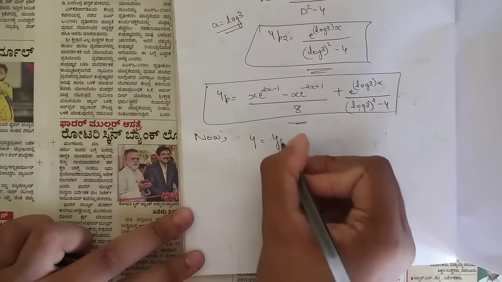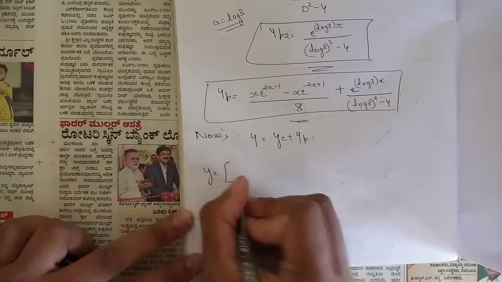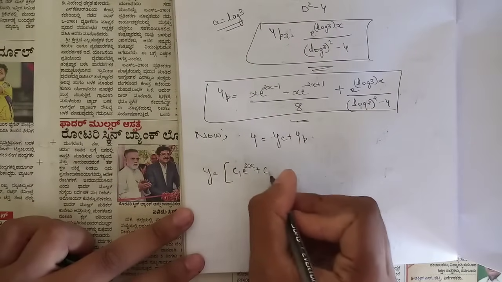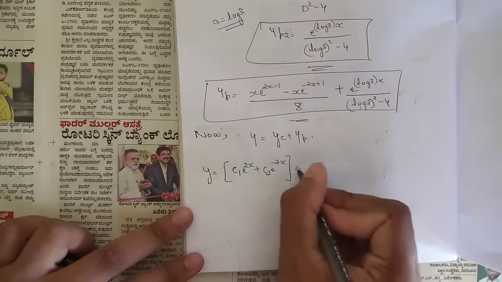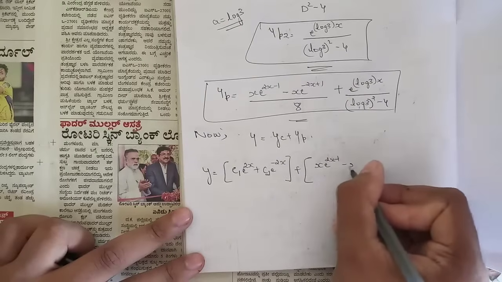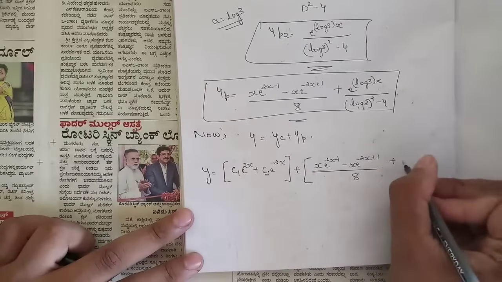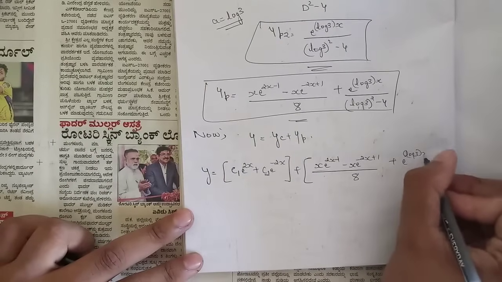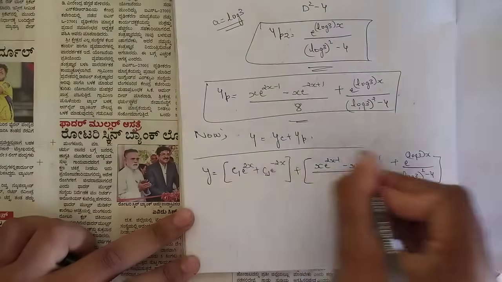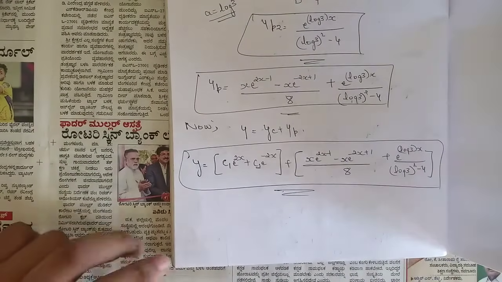So now we are going to write the general solution, the final general solution. y is equal to yc plus yp. So therefore y which we get here is, what is the complementary function we got? c1 e to the power 2x plus c2 e to the power minus 2x plus the particular integral is x e to the power 2x minus 1 minus x e to the power minus 2x plus 1 by 8 plus e to the power log 3 of x by log 3 whole square minus 4. So this is your final general solution.